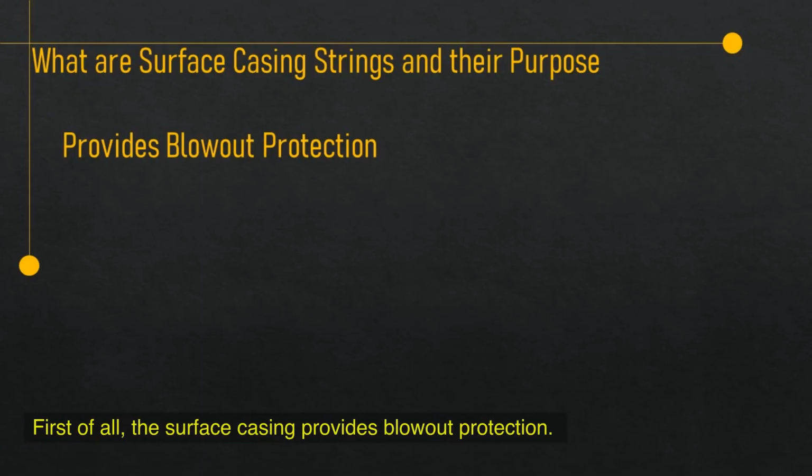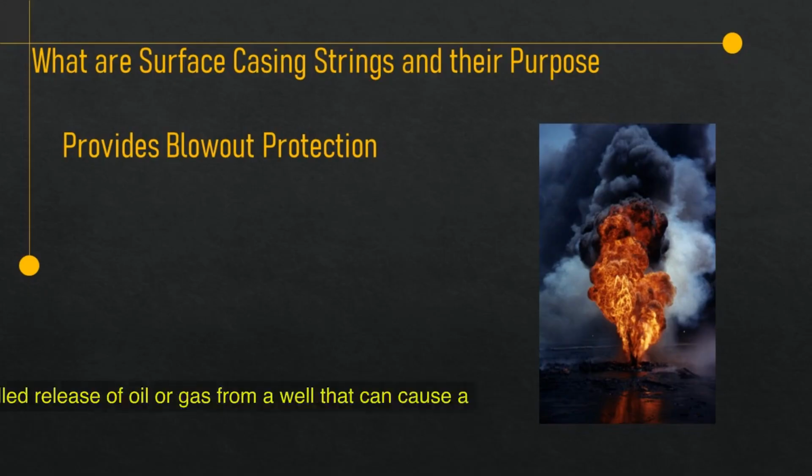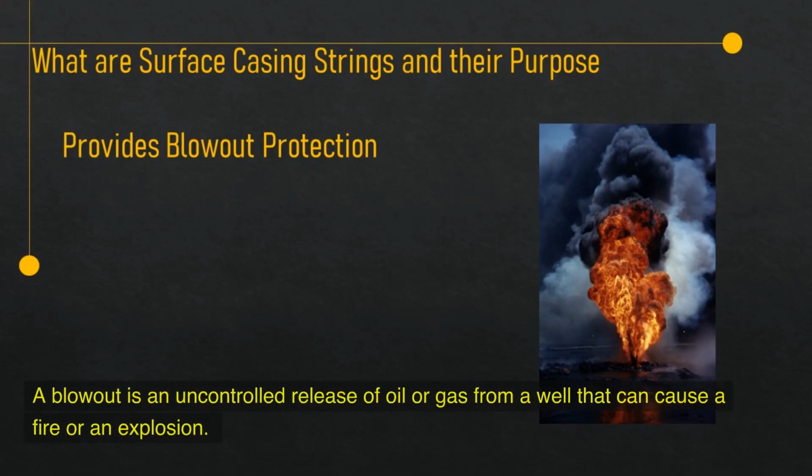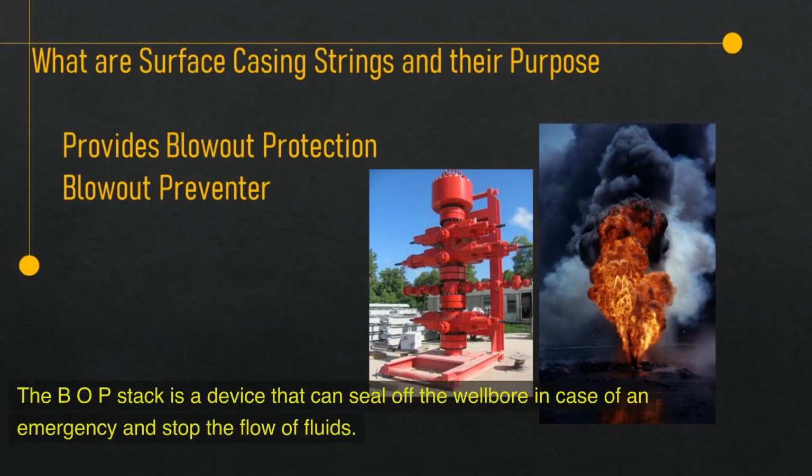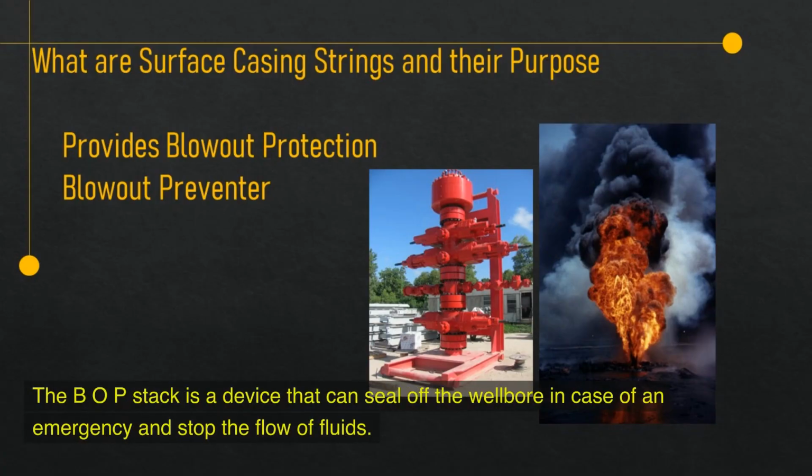First of all, the surface casing provides blowout protection. A blowout is an uncontrolled release of oil or gas from a well that can cause a fire or an explosion. To prevent this from happening, a blowout preventer or BOP stack is installed on top of the surface casing. The BOP stack is a device that can seal off the wellbore in case of an emergency and stop the flow of fluids.